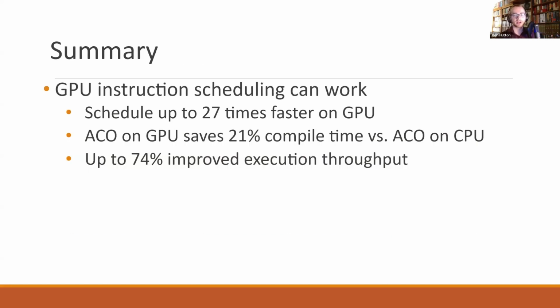So, we believe that our results show that GPU instruction scheduling can work. We can schedule up to 27 times faster on the GPU compared to ACO on the CPU, and doing so saves about 21% compile time. This got us up to 74% improved execution throughput compared to AMD's scheduler.